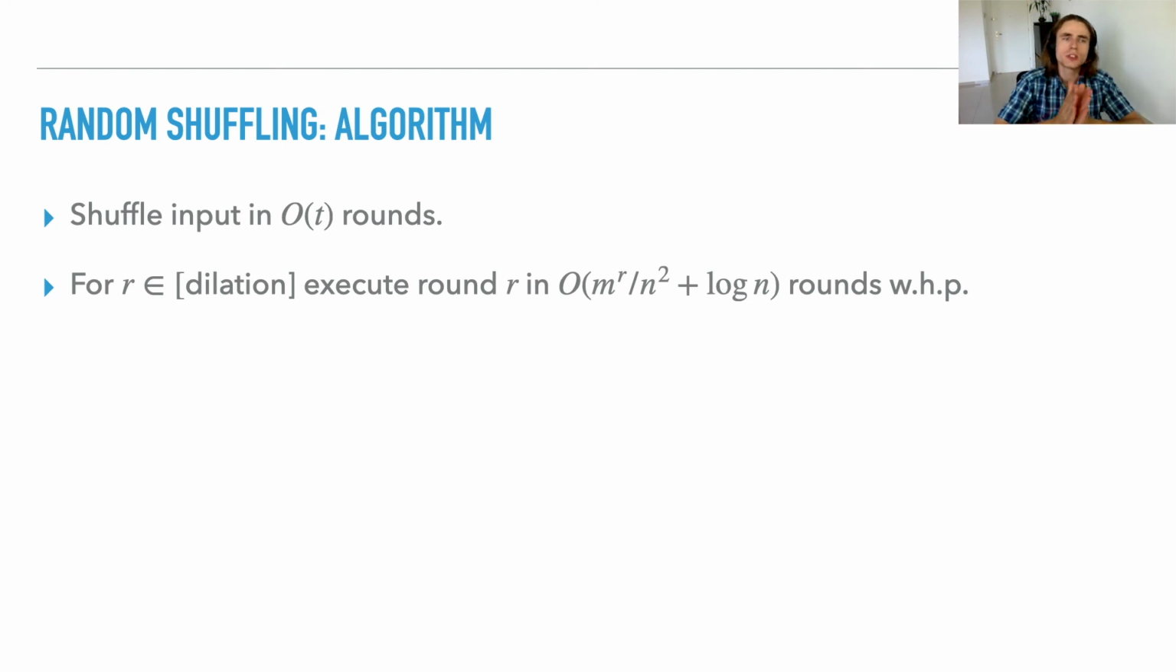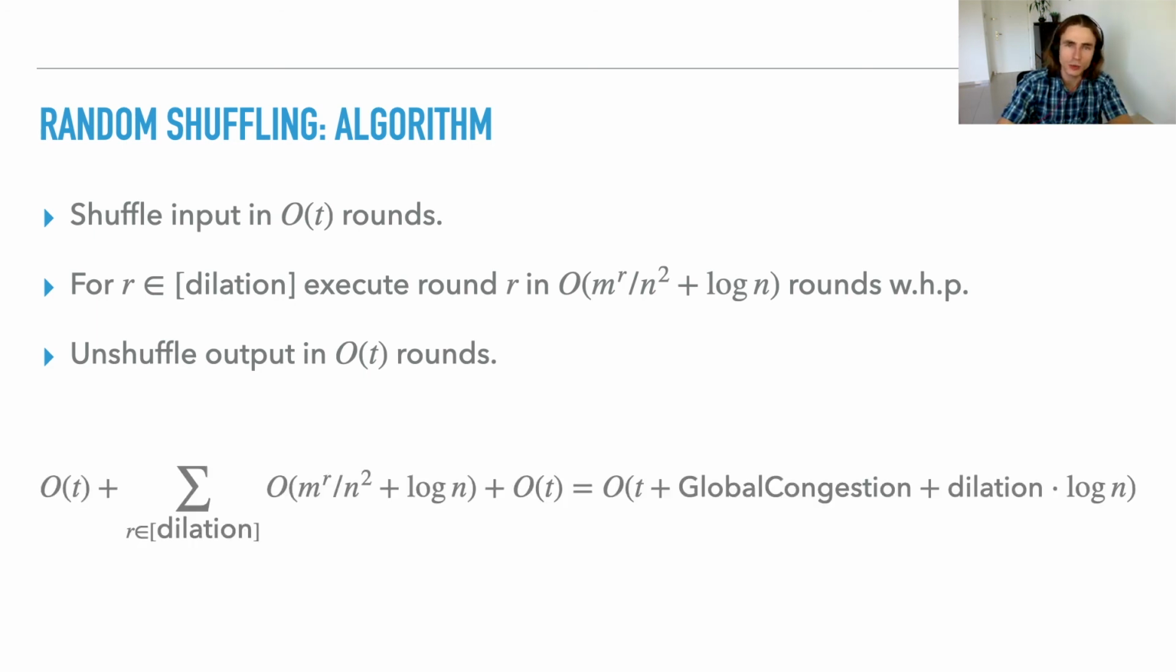Then we execute jobs in phases, where in each phase, all jobs progress to the next round. We use halving and union bounds together with a well-known routing scheme to show that we can deliver all MR messages of round R in round complexity that is optimal up to an additive order of log n rounds with high probability. Finally, after all protocols are finished, we unshuffle the jobs' output using the same approach as we did when shuffling inputs, and we obtain the claimed complexity.